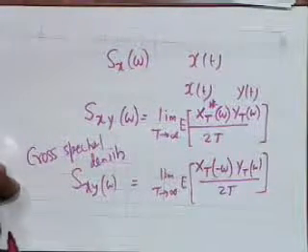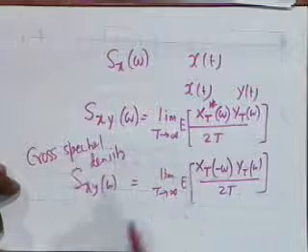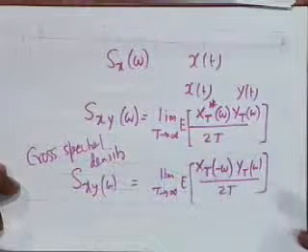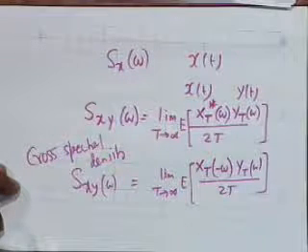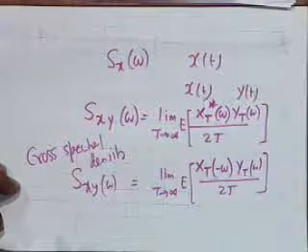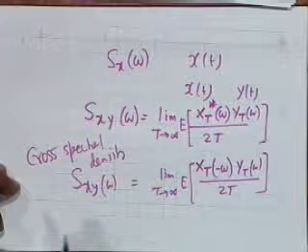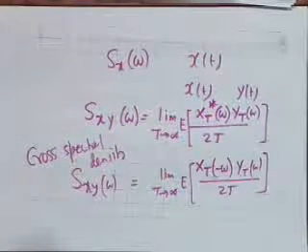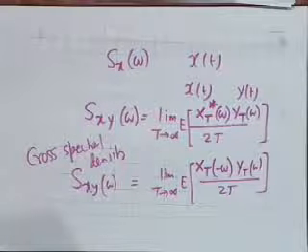Obviously, now one can define another cross spectral density, that is capital S of yx of omega. If we do that, then we have to conjugate y of t. Now something else that is to be noticed is that the truncation of both the random processes is to be done from minus T to plus T.